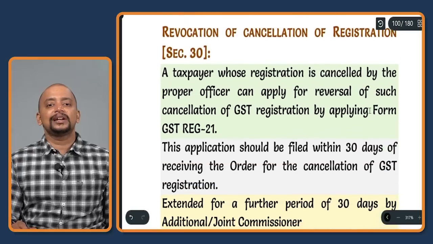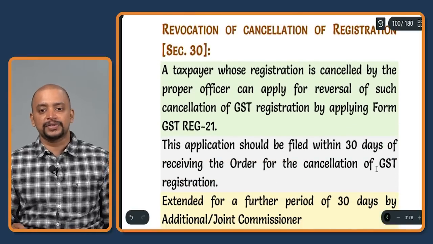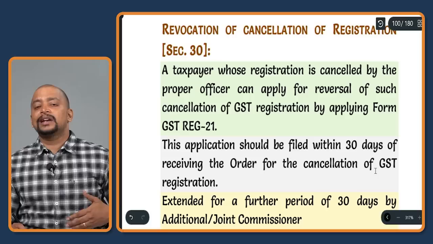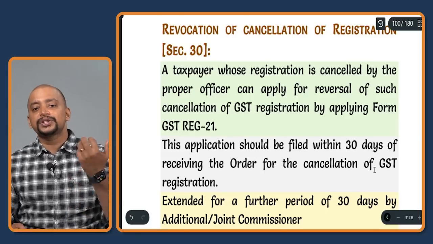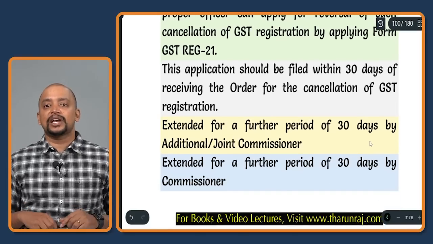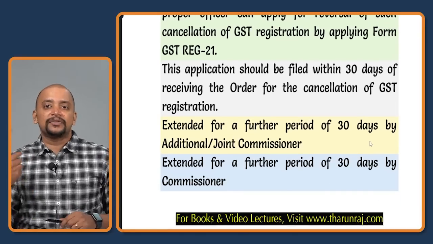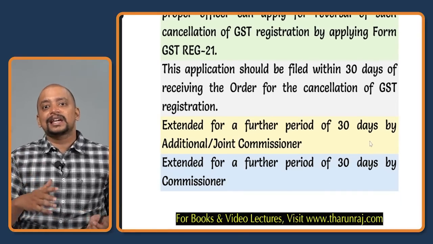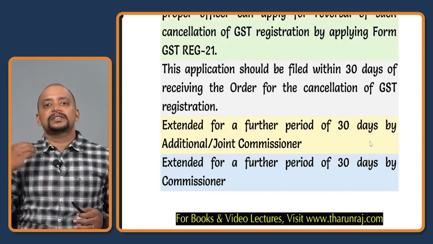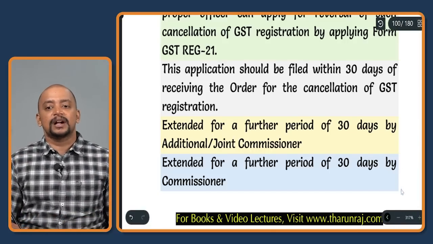Then Section 30 talks about revocation of cancellation of registration. Whenever a person's registration has been cancelled, they can make an application for revocation of cancellation of registration in REG 21, and the time limit for making application is within 30 days from the date of cancellation order. That 30 days can be extended for a further period of 30 days by additional or joint commissioner, and it can be extended for a further period of 30 days by commissioner.